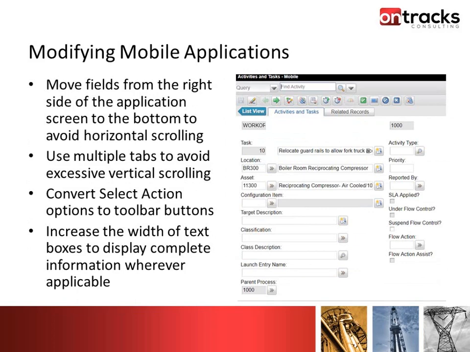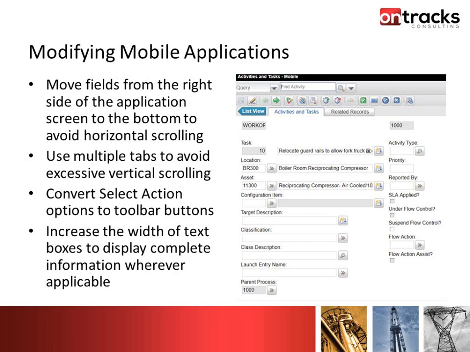All right, so now let's talk about some helpful tips and best practices when we're modifying mobile applications. So the most important aspect of creating a mobile app is to make it just easy to read and easy to interact with on a touchscreen device. So to that end, any fields on the right side of the application should be moved to the bottom of the screen instead, just to avoid horizontal scrolling.